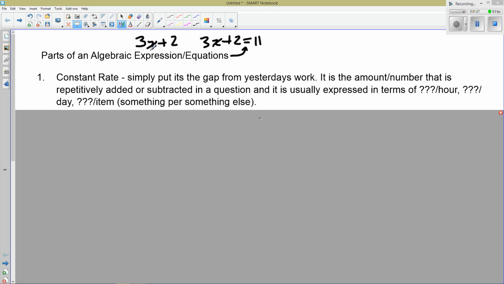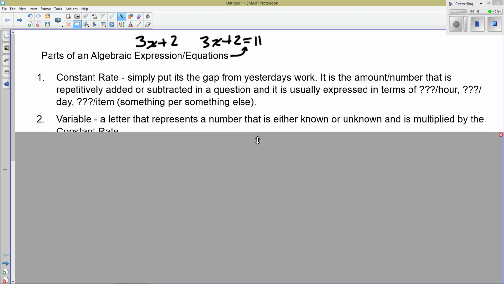It's this number up here. It's the 3 that's attached to the X. The 3 could be, I don't know, $3 an hour. The X represents the number of hours we did something. So if I worked for 1 hour, I'd get paid $3. If I worked for 2, I'd set the 2 in here, multiply by 3, and I get $6 in total.